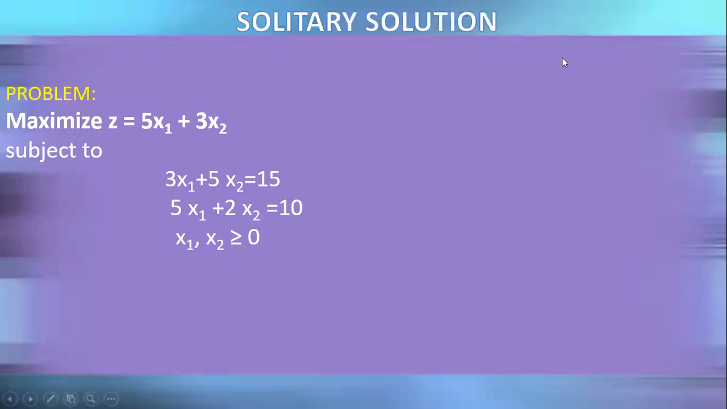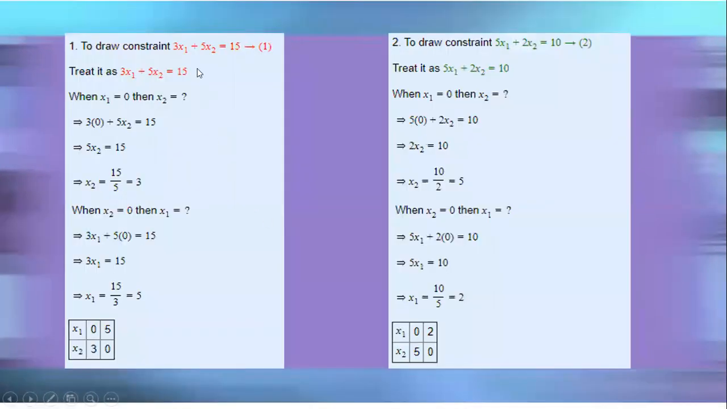If you see the problem, it is a maximization problem. And here, instead of inequalities, they have directly given equations. So the first step is to convert the inequalities into equations. Already here it is in the form of the equal to sign only.